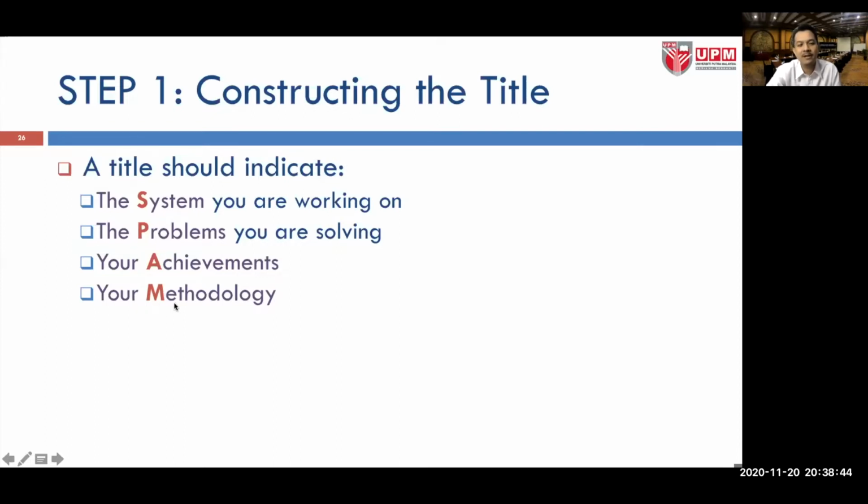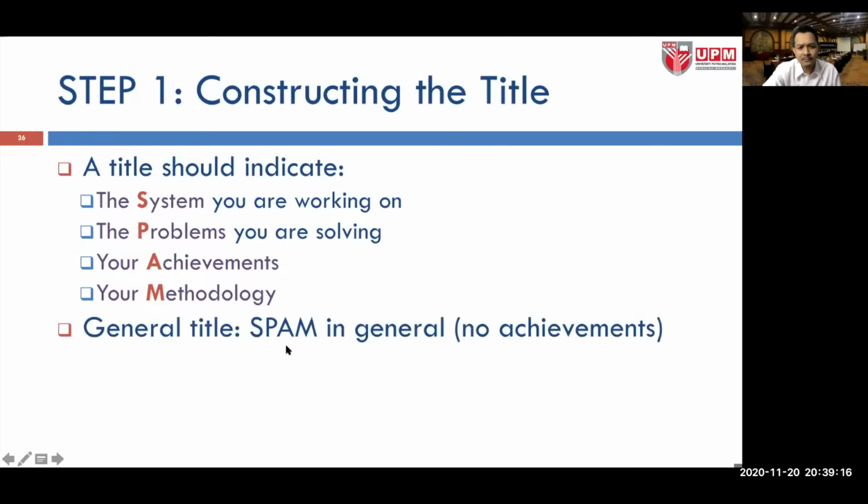Some general title, very rare you will put the methodology inside, whether you're going to say that an experimental study to look on the effect of different types of tire design on the performance of a sedan car. So that kind of title clearly stated that it is an experimental work. Right. General title, basically in the SPAM in general, no achievement. So that's why I said I reserve achievement from my explanation just now.